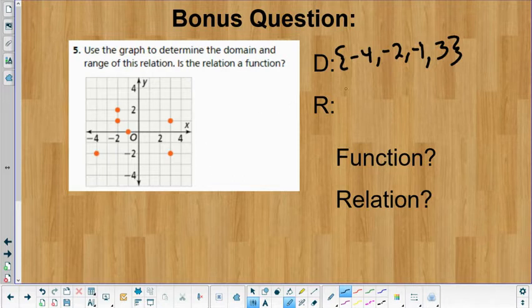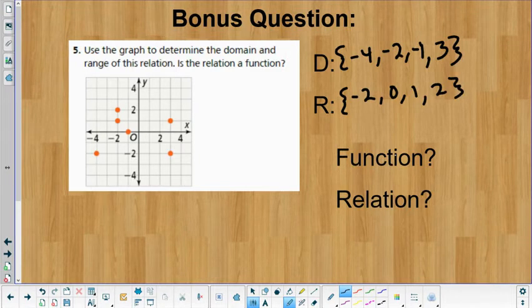Now we're going to do the same thing with a range. This time we're going to look at our y-axis. So my lowest y is -2, has 2 dots. 0 has a dot. 1 has 2 dots. And +2 has 1 dot.